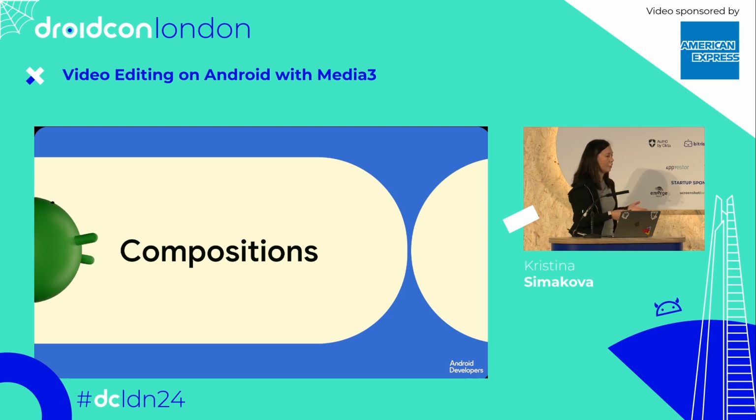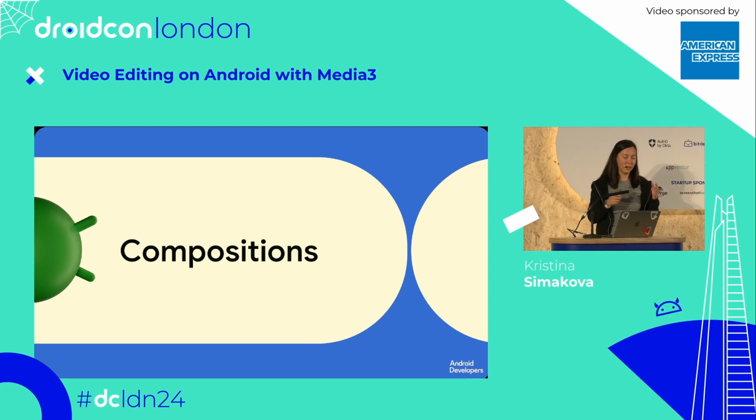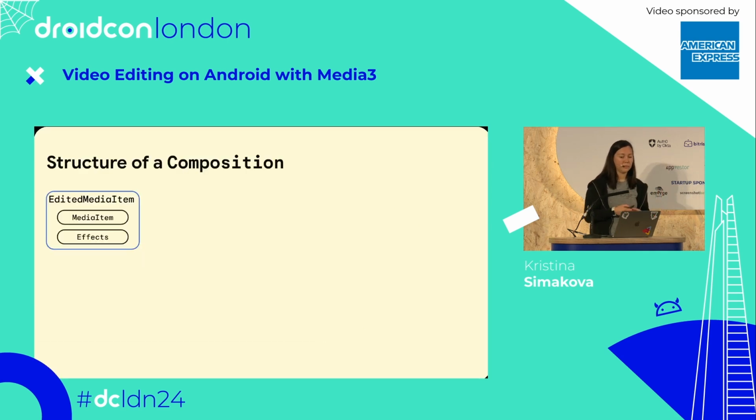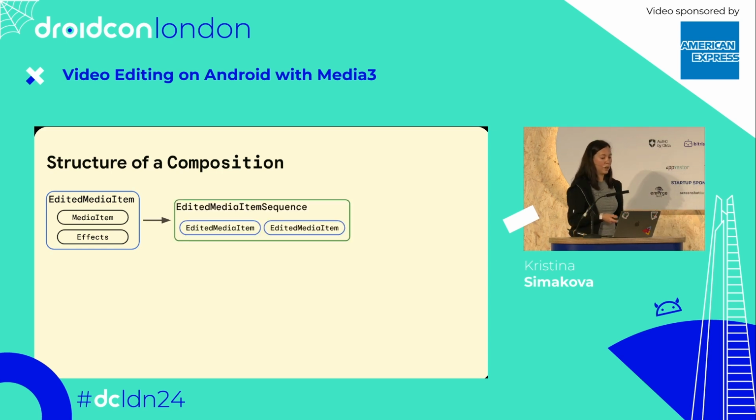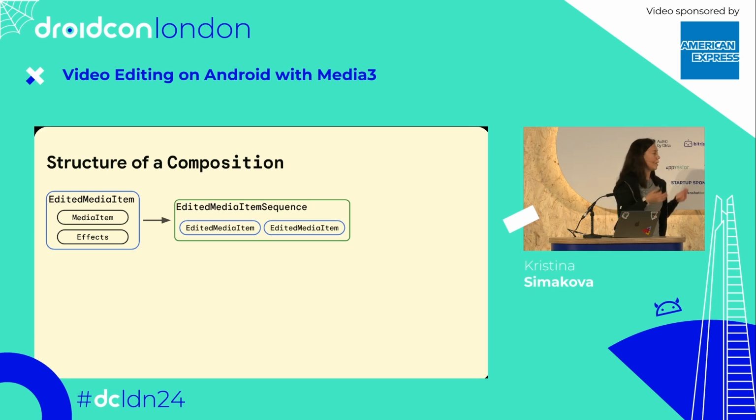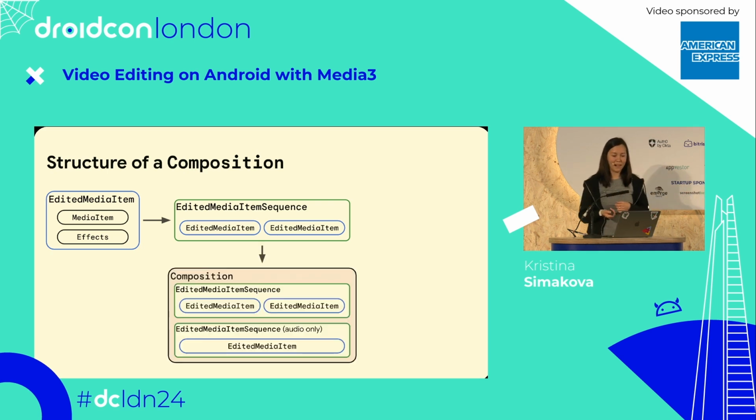All right, so far I've only talked about single media editing, so we're editing a single item. But in the next examples, I will show you how we can combine several media items together. The pattern so far is you have a media item, you define the effects, you wrap it in an edited media item, and you run a transformation. To create a composition, first we need to group our edited media items into edited media item sequences. A composition is then composed of 1 or 2 edited media item sequences.